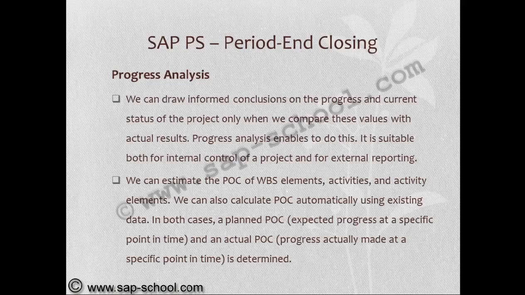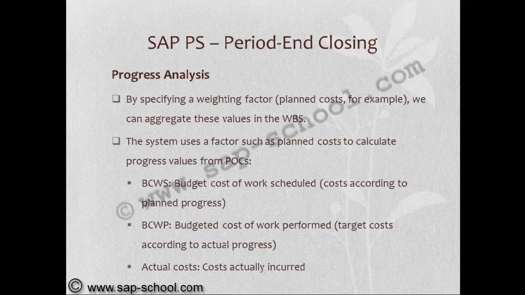In both cases, a planned percent of completion and an actual percent of completion is determined. That means expected versus actual. By specifying a weighting factor, for example, planned cost, we can aggregate these values in the WBS. The system uses a factor such as planned cost to calculate progress values from percent of completions.